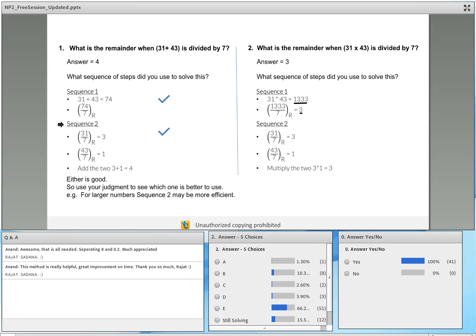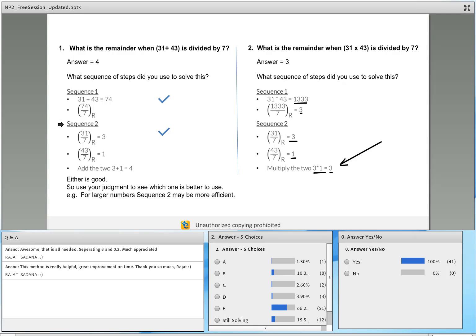But then the second way to do this is you take each of these individual numbers and you divide them by 7 and you get the remainder. 31 by 7 gets you 3, 43 by 7 gets you 1. Why? Because 42 neatly divides and you get 1, and you multiply the two remainders. So 3 times 1 is 3, and you get the same answer. And you say 3 is less than 7, so it has to be the remainder.